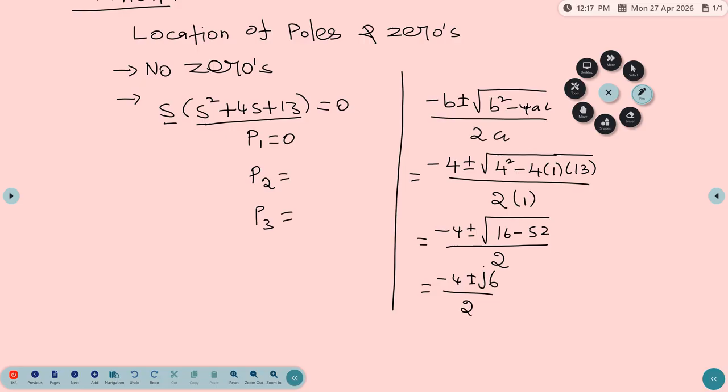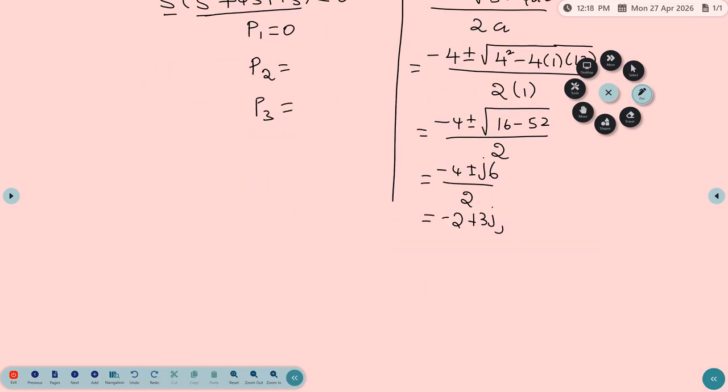So here 2 is common, we can write minus 2 plus 3j is the first root. Similarly, minus 2 minus 3j is the second root. So we can write p2 is minus 2 plus 3j, p3 is minus 2 minus 3j. Right, this is what p1, p2, p3.